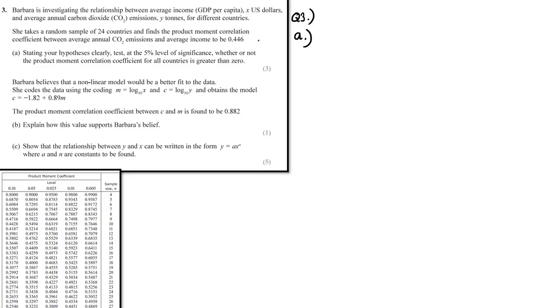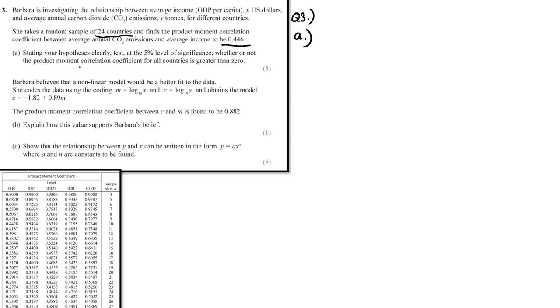So if we just read the question here and take out the important bits of information that we need. So Barbara's investigating the relationship between average income and average annual carbon dioxide emissions, CO2. Okay, so this is for different countries. She takes a random sample of 24 countries, so that's important. We'll just underline that here, 24 countries. And she finds the PMCC between the average annual CO2 emissions and average income to be 0.446. So again, we'll highlight that, we'll need that.